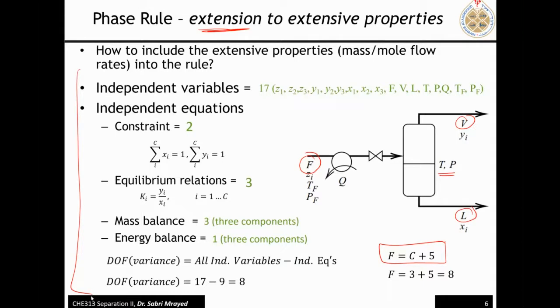So now again, we will determine the independent variables. Now we have to include both the extensive and the intensive properties. So we have here 1, 2, 3, 4. Q is also a variable, 5, 6, 7, 8, 9, depending on how many components we have. Now, if we assume we have a 3-component system, we will have Z1, Z2, Z3, Y1, Y2, Y3, X1, X2, X3.